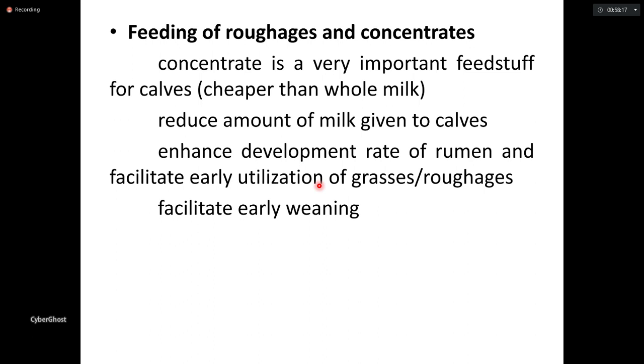Even I did some research, several studies with young dairy cows, right? Even I was able to wean them maybe within 6 to 7 weeks of age. Even less than 2 months of age, right?